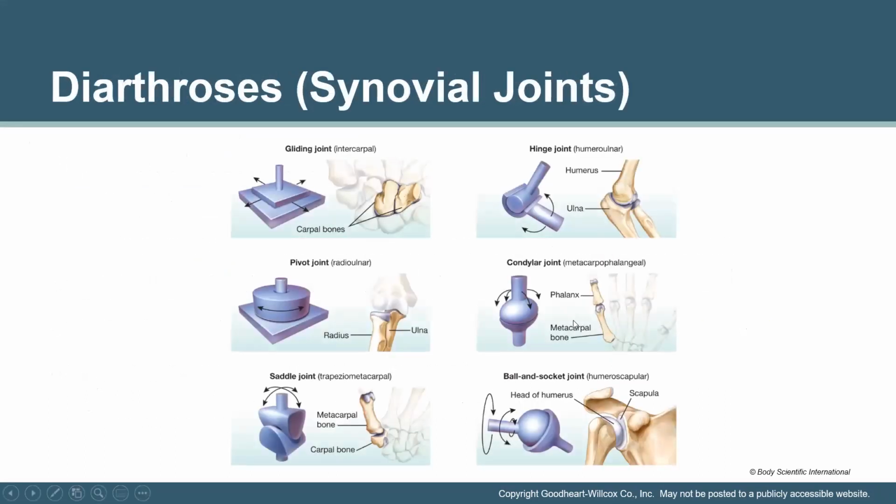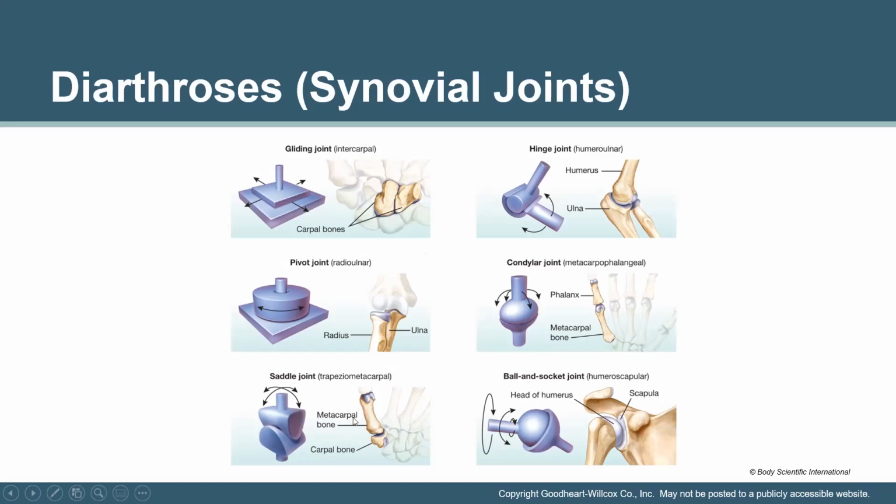Okay, so gliding joints, they do just that. They move by gliding, okay? An example would be our carpal bones. Again, carpals are the wrist bones. If we're talking about a pivot joint, I mentioned this. This would be an example of that radio-ulnar joint at its proximal junction at your elbow, okay, where we get a little bit of rotation in that plane of movement.